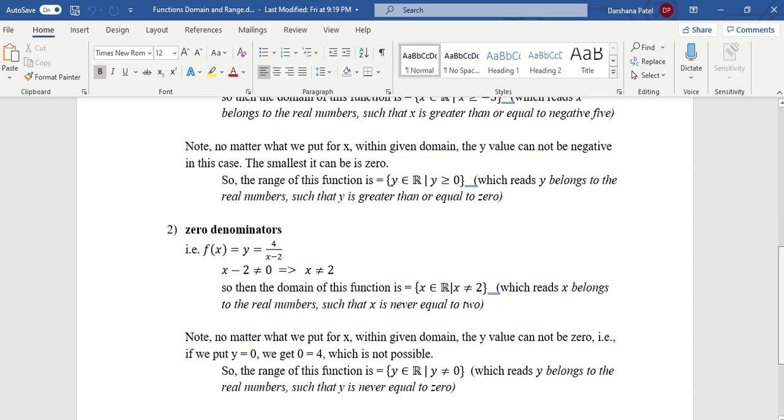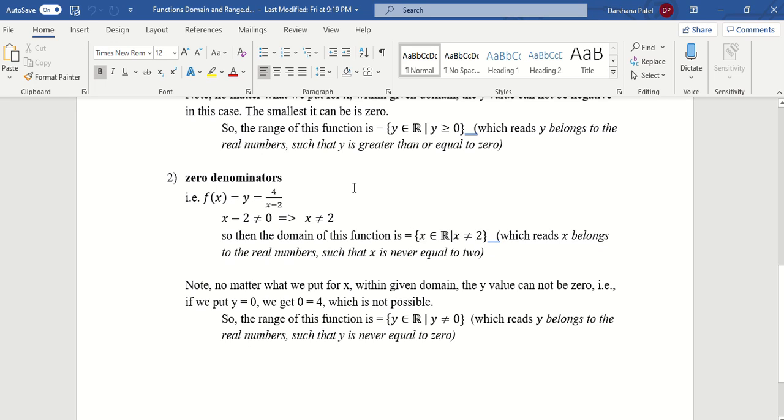Okay. Now zero denominators. We know a number in the denominator cannot be 0. If it is 0, it's undefined. So we cannot have a denominator equal to 0. So if I have a function f(x) equals 4 divided by x minus 2, we need to make sure the denominator does not become 0. So we will say x minus 2 cannot be 0. If I were to solve for x from there, adding 2 on both sides, we get x cannot equal 2.